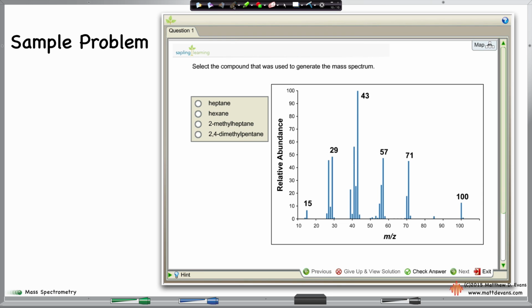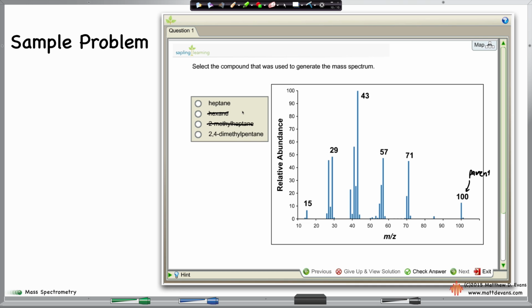Considering that this is the parent peak, I already know that this 100 atomic mass units is associated with C7H16. We proved that in the previous problem, so I can immediately eliminate hexane. It doesn't have enough carbons, so heptane's okay. This one has too many carbons, so 2-methylheptane, with 8 carbons, is no good. I think it's really down to these two. I think this one has 7, and this one has 7 as well. And so heptane versus 2,4-dimethylpentane, that's really our choice.